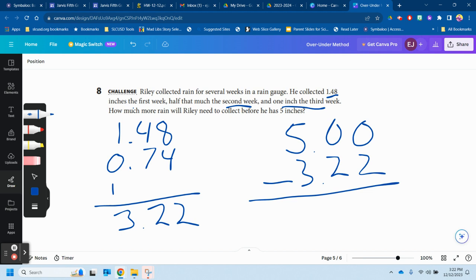Okay, so I have to do some borrowing here. I need to borrow from the ones place and make this a 10, but I'm really going to make it a 9 because I'm going to borrow again here. I double borrowed across. So I made this 4, broke this 1 into 10s here. I made this 9, I made this 10, and then I borrowed again. So 10 minus 2 is 8. 9 minus 2 is 7. The basic subtraction. 4 minus 3 is 1. So he needs 1 and 78 hundredths inches more rain.